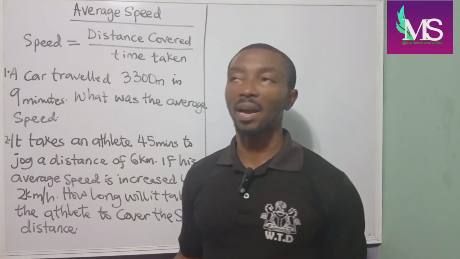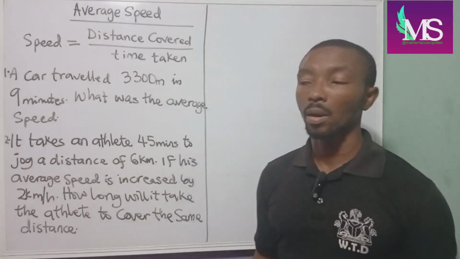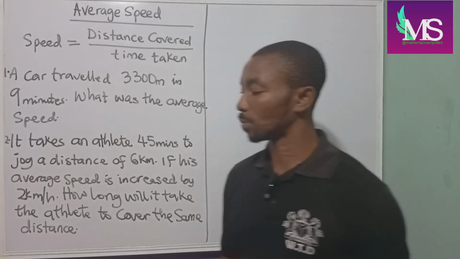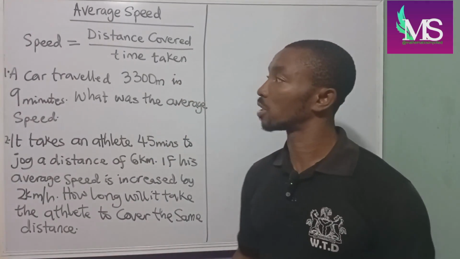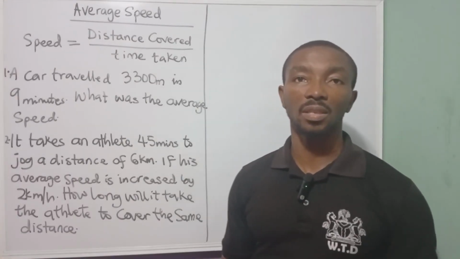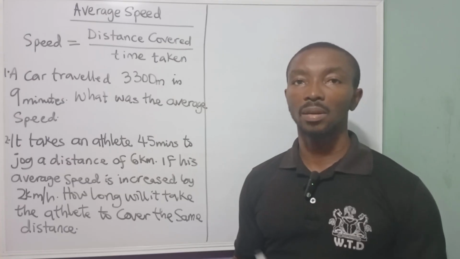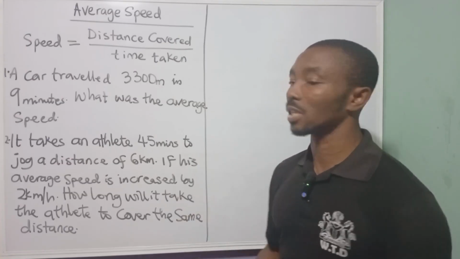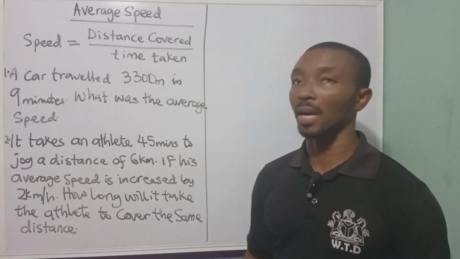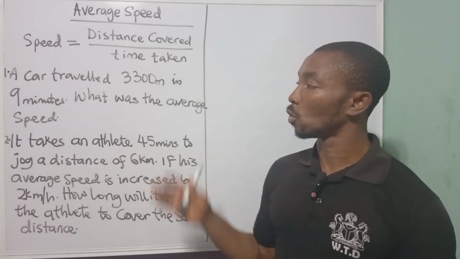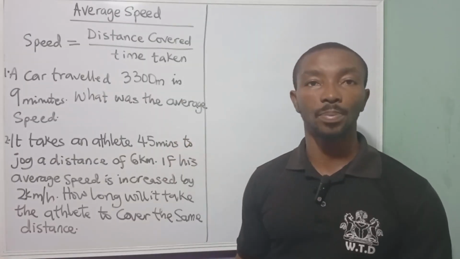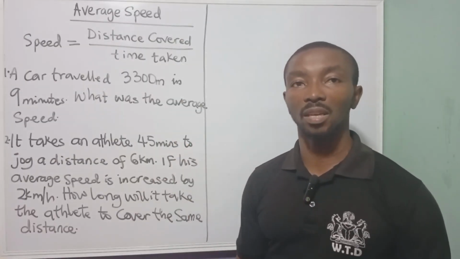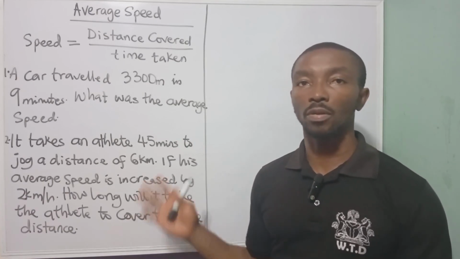Today we'll be looking at average speed, okay? And in order to calculate the average speed, we'll be looking at our formula which says speed equals distance divided by time, or distance covered divided by time taken. Now, we'll be going through several examples on average speed to have a better understanding on how to solve our questions.